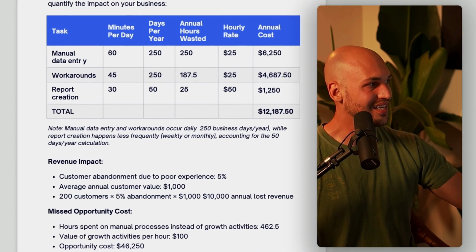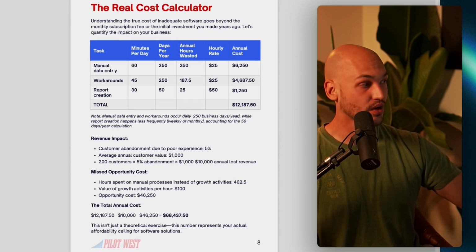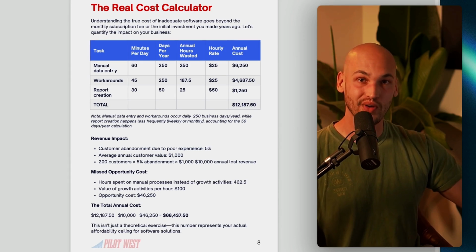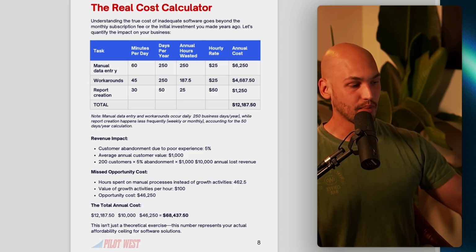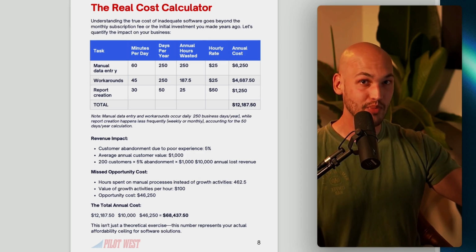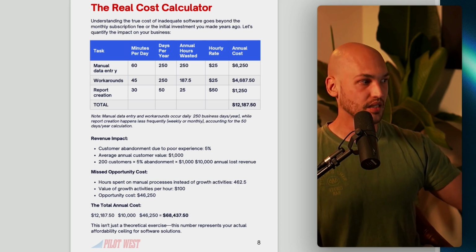So this gives me an annualized cost of how much my system is costing me: a little over 12 grand in just manual entry, workarounds, and report creation. That is payroll. That is payroll that I'm paying to my employees to do something that could be completely automated.